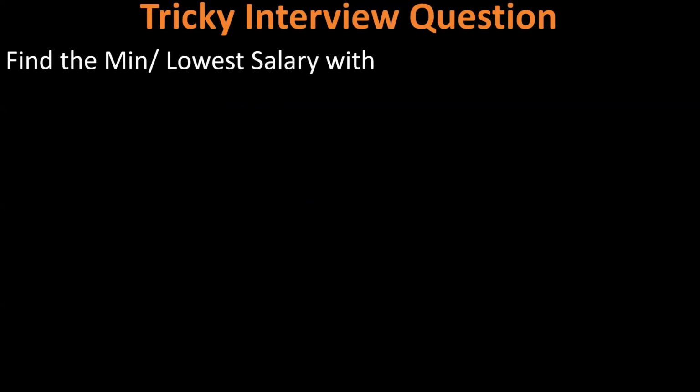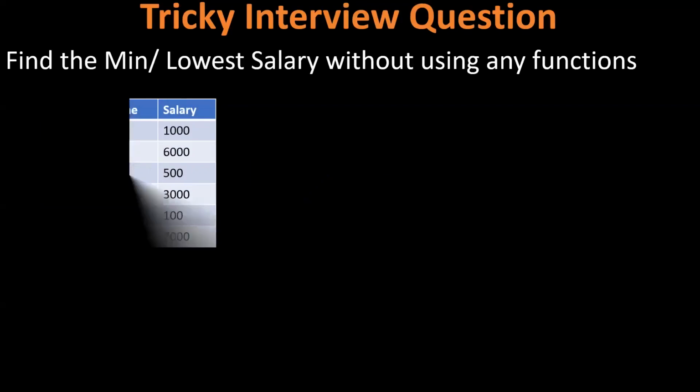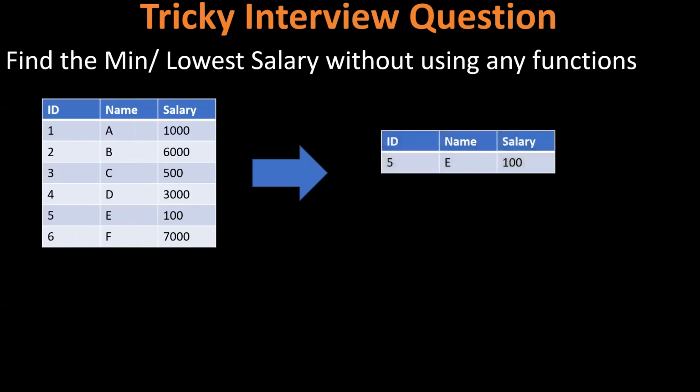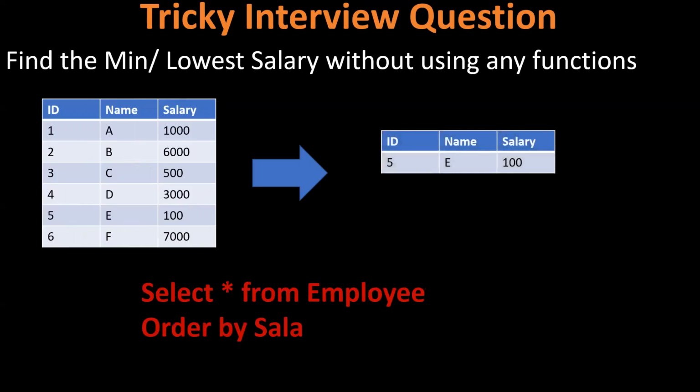In a similar way, we need to find the minimum or lowest salary without using any function. So 100 is the minimum salary. Instead of descending, we are sorting the results in ascending order. And we need to fetch first 1 rows only. By using this, we can get the lowest salary or minimum salary without using any function.